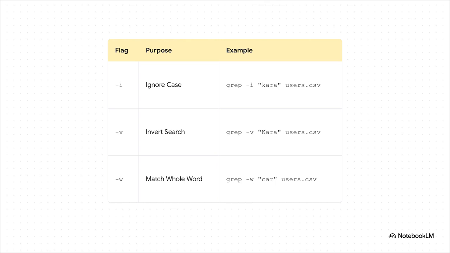The solutions are these simple little add-ons called flags. If you want to ignore whether a letter is uppercase or lowercase, you just add the I flag. To see every line except for the ones with Kara, you use V, which inverts the search. And to match only the whole word car, the W flag gets it done. Each of these is just one tiny character that gives you a ton of control.